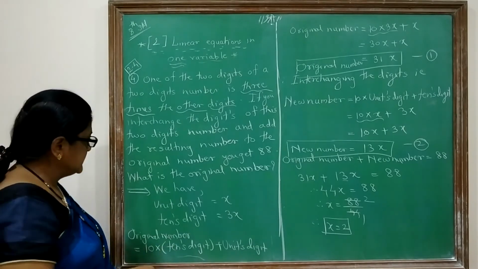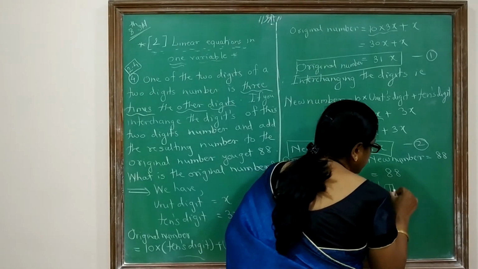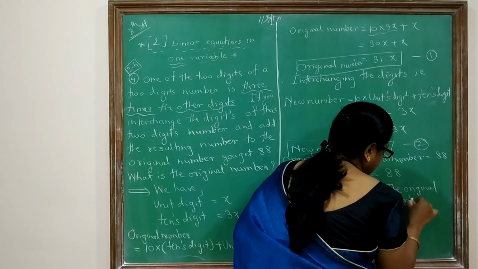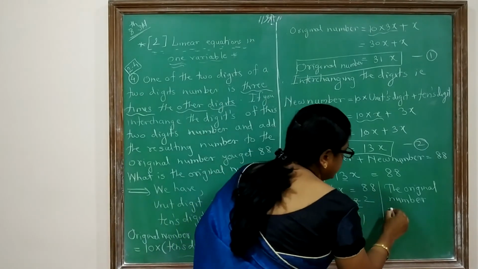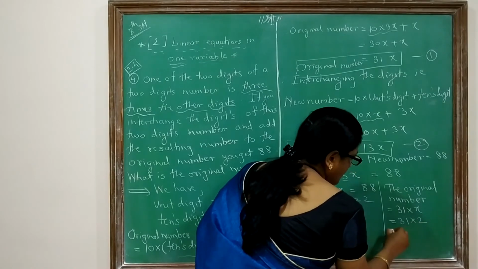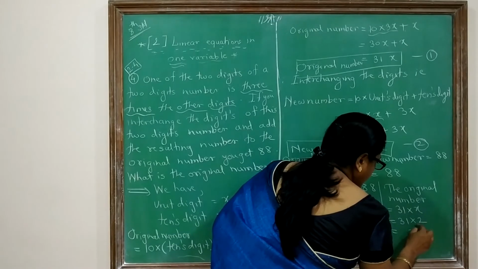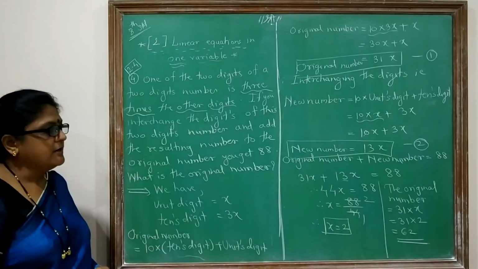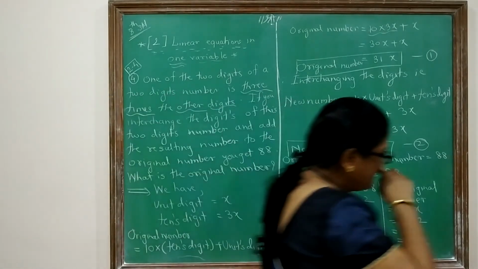And your last question is what? What is the original number? Then you will find the original number. Your original number is 31x, then you will write here 31 into 2, because you will put the x value, that is 2. Then 2 ones are 2 and 2 threes are 6, so your original number is 62. Means here your answer is 62. And this is your fourth example. Let's see the fifth example.